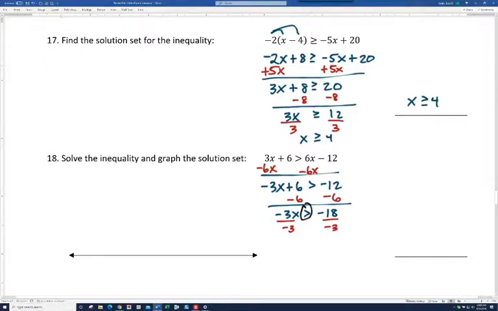Notice we divided by a negative. We're going to have to reverse that symbol. We get x is less than positive 6. So x is less than 6, and on the number line, it's going to look like that.